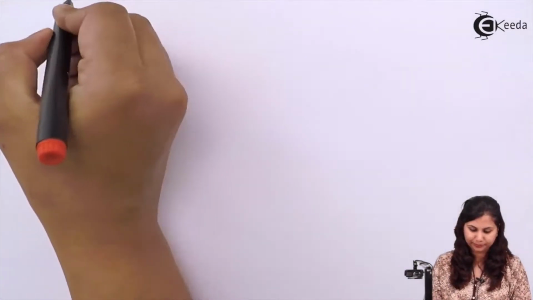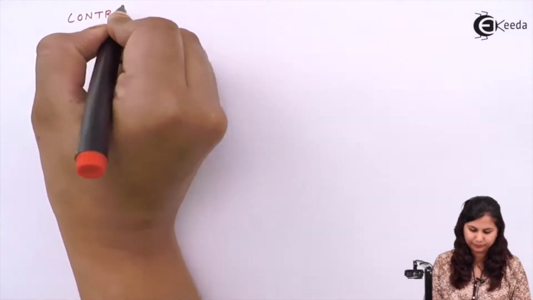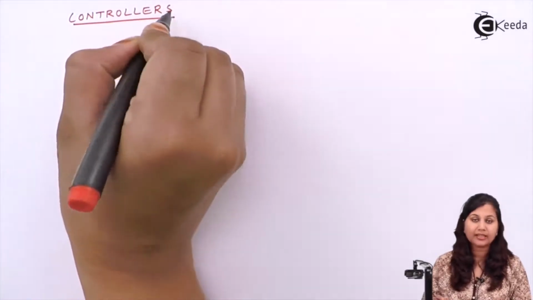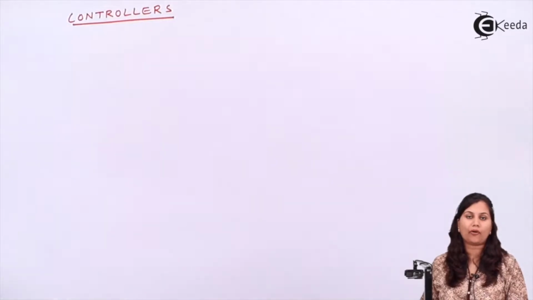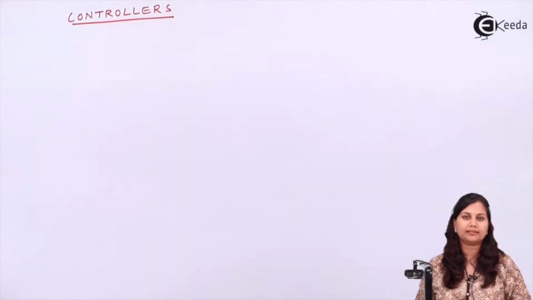Controllers used in the control system. So let us start with our topic. If we see the block diagram of a closed loop control system, then we have the input signal, the output signal, a feedback, and the controller and the plant. So let's see the block diagram of a closed loop control system.